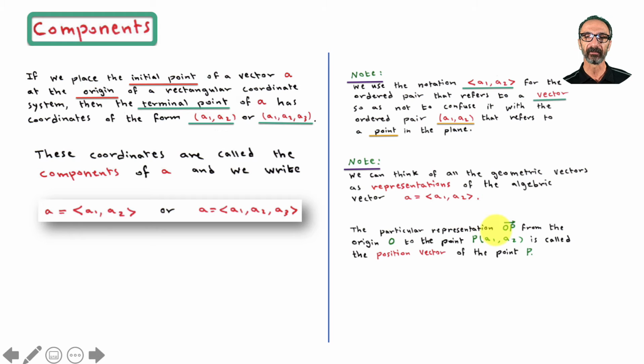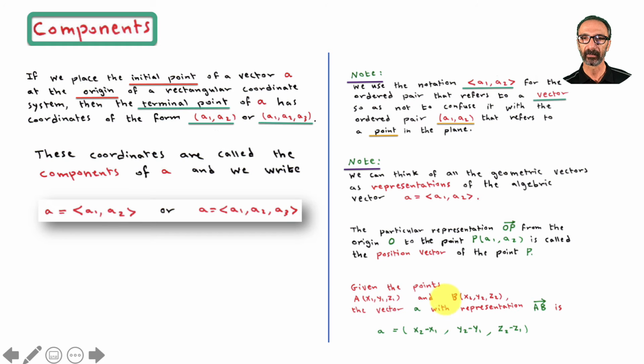The particular representation OP, O for the origin, P for the point that we are going to, from the origin O to the point P, A sub 1, A sub 2, is called the position vector of the point P. Given the points A and B, x1, y1, z1 and x2, y2, z2, the vector a with representation AB will be this. That means you are actually moving from this point to this point, setting it to start at the origin, because that's the end point. How far you move on the X direction, how far you move on the Y direction, and how far you move in the Z direction starting from the origin.